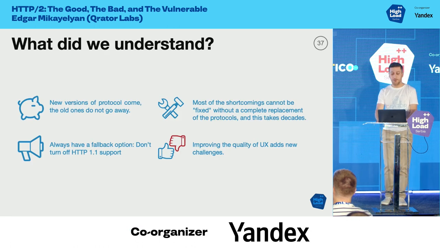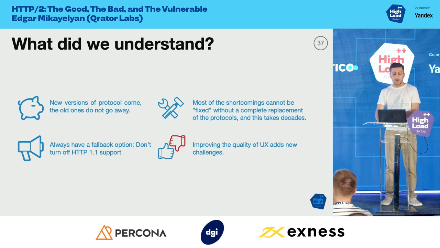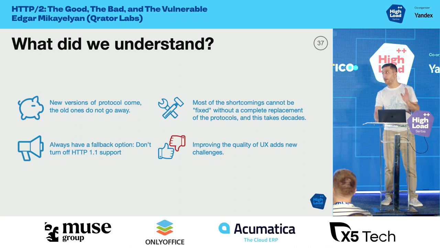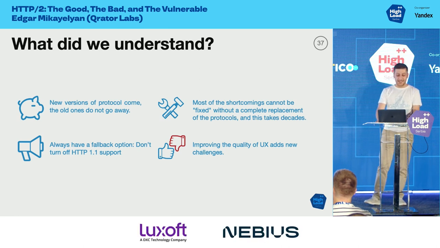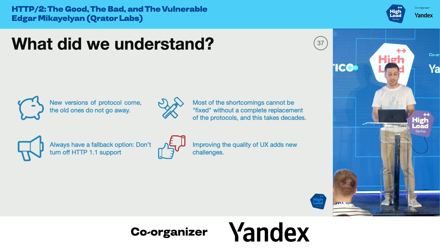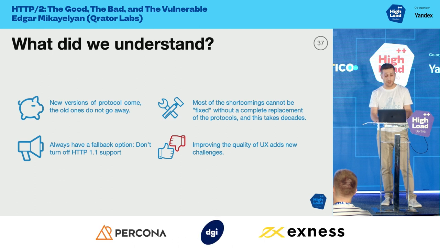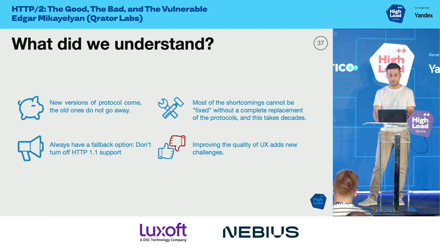And finally, my favorite section, what we have learned from all this. Always have a fallback option. Don't turn off HTTP1 support, never. Every new version of a protocol aims to solve some limitations of the previous one, but we can't migrate the whole internet to the new version at once. So there are old versions with their drawbacks and new versions that also have limitations and drawbacks, and we need to adapt to them and live with them for a very long time.